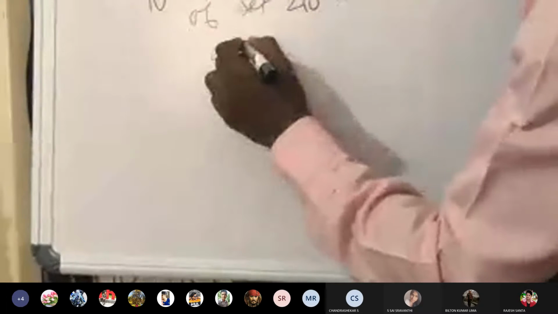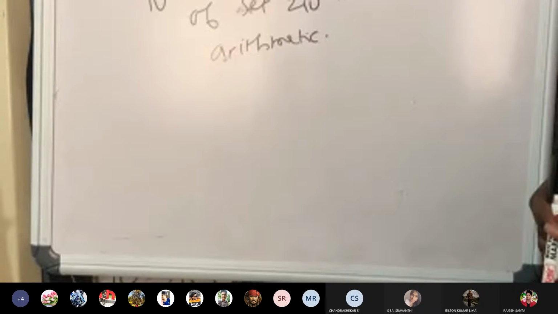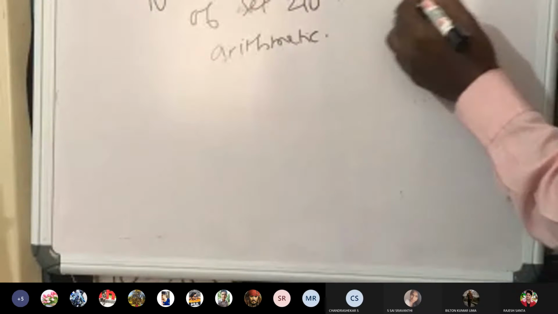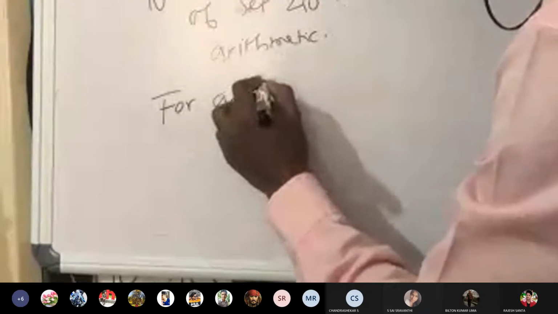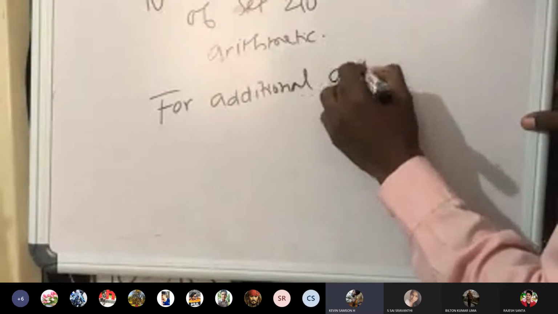In additive arithmetic, what do we do? We want to know all the integers which can give the residue equal to 0. I repeat again, for additive arithmetic inverse, I write here, the residue is equal to 0.